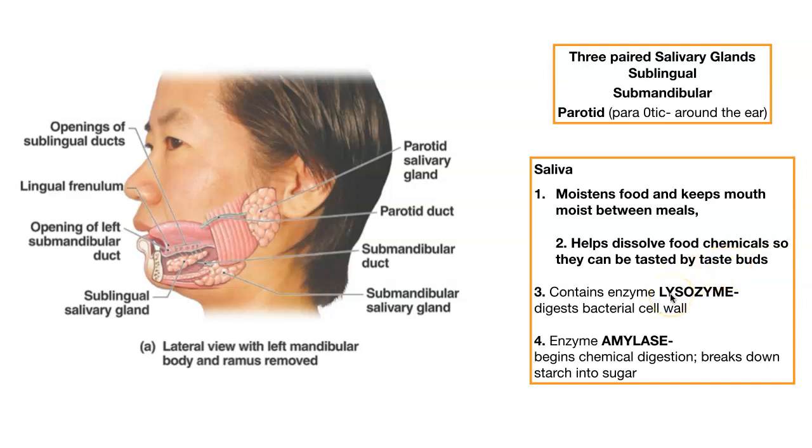And saliva contains an enzyme called lysozyme. Lyso sounds like it's lysing something. It's actually lysing the bacterial cell wall. So this is one of your first lines of defense against any bacteria that you may be taking in through your mouth. So lysozyme digests bacterial cell walls, and saliva also has an enzyme, amylase. Amylase will actually begin the chemical digestion, the chemical breakdown of starchy foods into sugars.